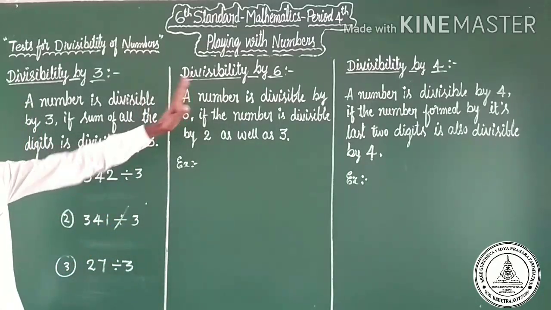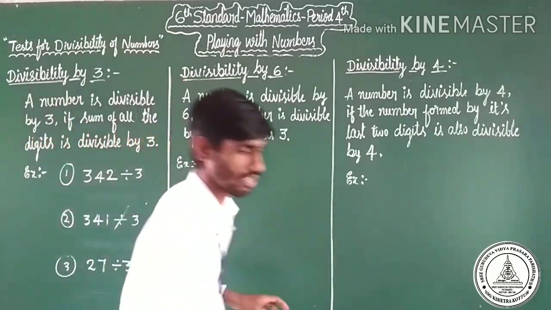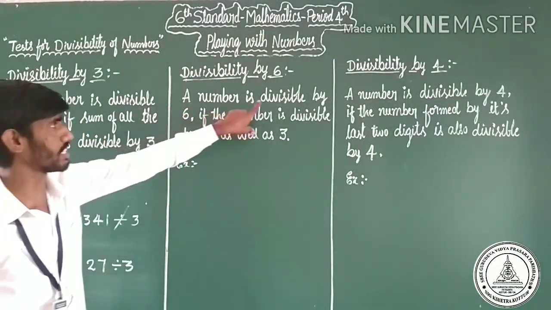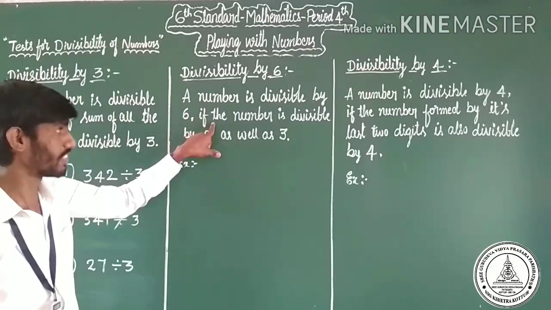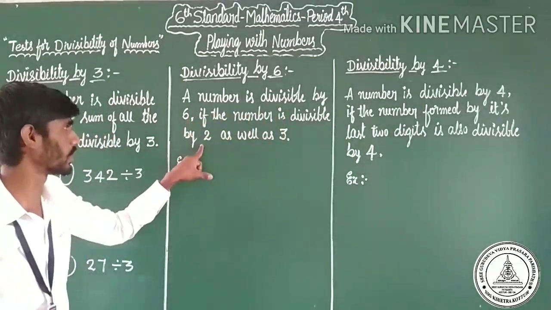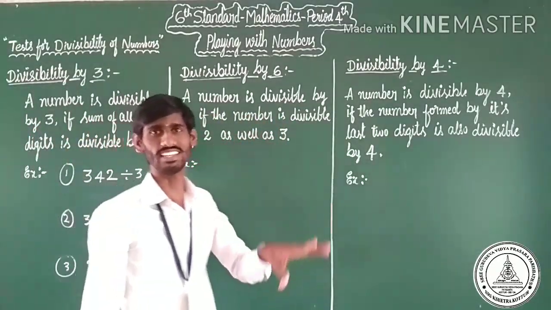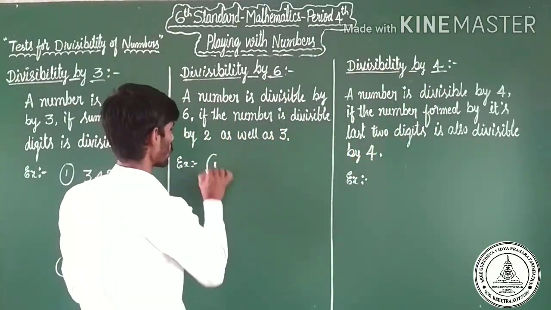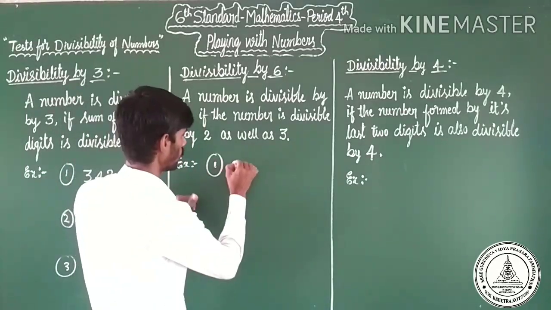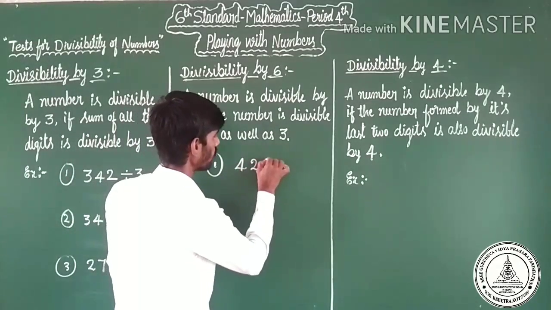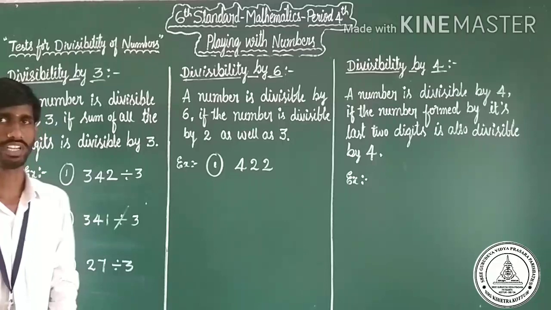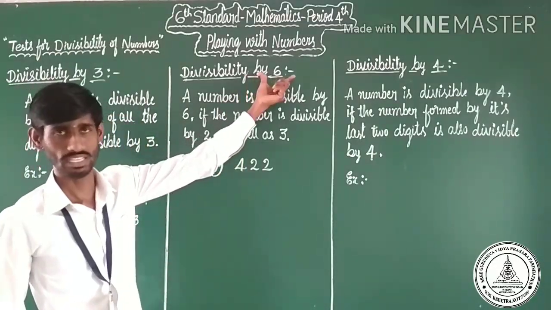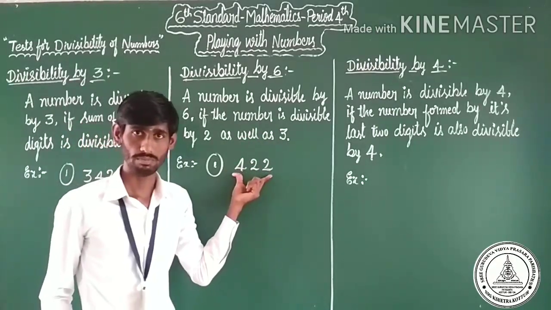Okay, Choto, let us move to divisibility by 6. What is the condition of divisibility by 6? A number is divisible by 6 if the number is divisible by 2 as well as 3. Observe here. I'll take an example. The first example is 422. Does it pass the rule of divisibility by 6? Does it divide by 6 properly?